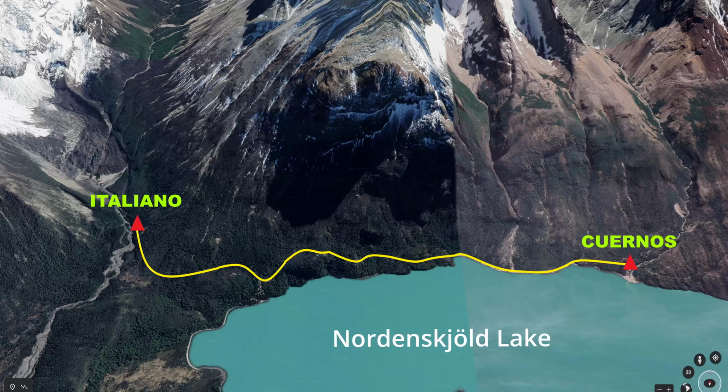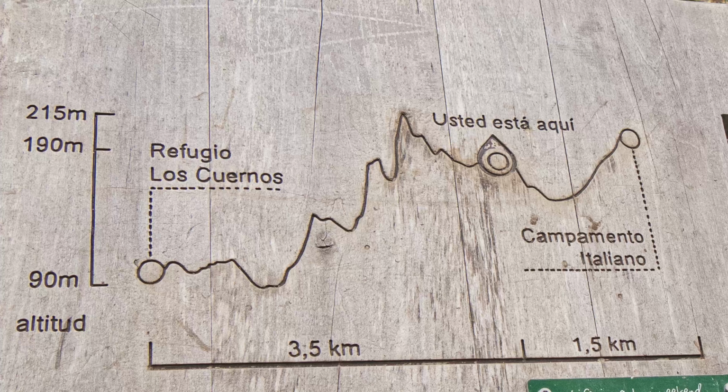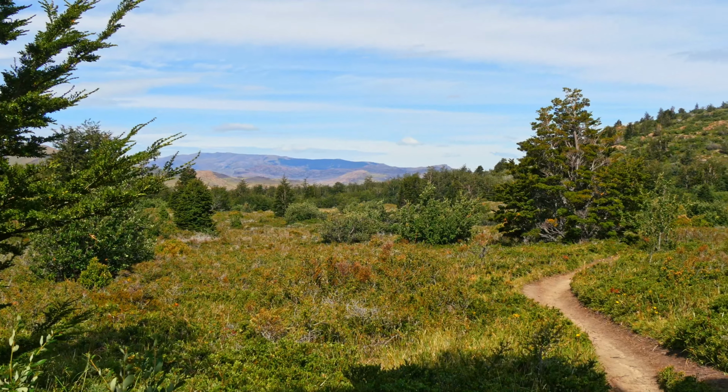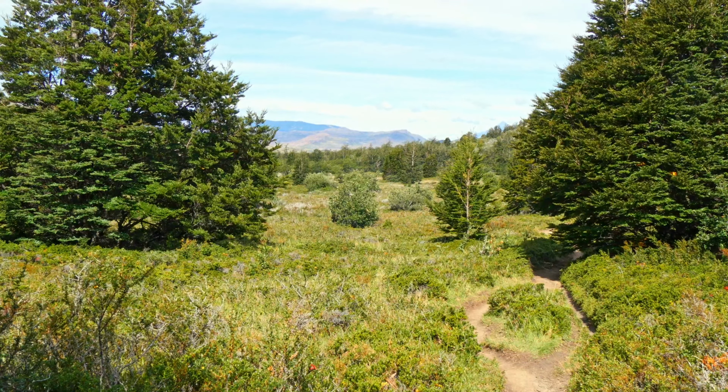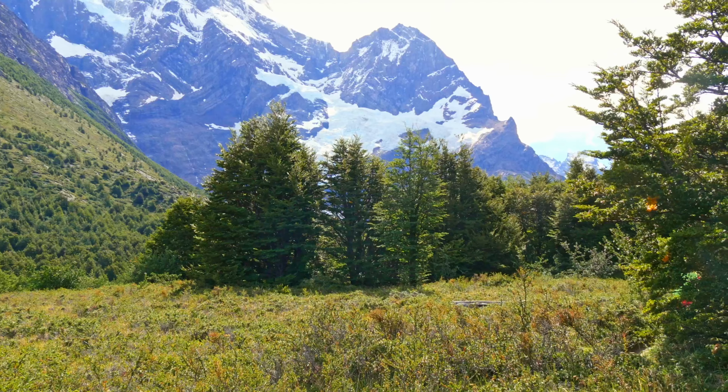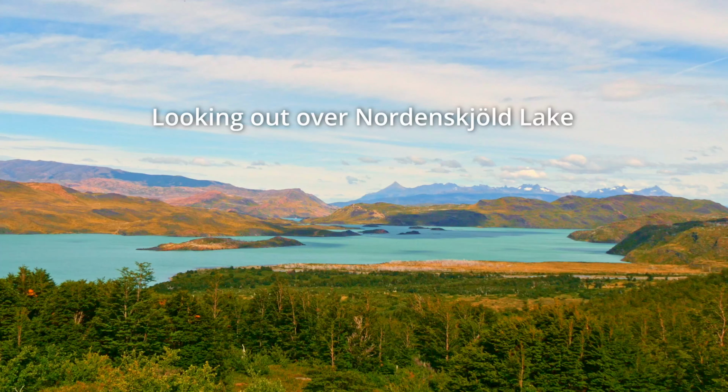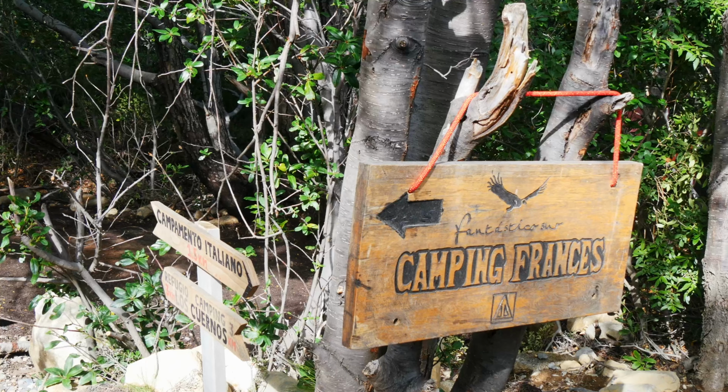The trail from Italiano to Cuernos is largely downhill. Typical for a mountainside trail, you experience a lot of downhill and uphill sections, making the trail strenuous, but the first section of the trail is fairly flat, where you encounter some very nice open forested area. You will get to the Francis campground on your way to Cuernos.